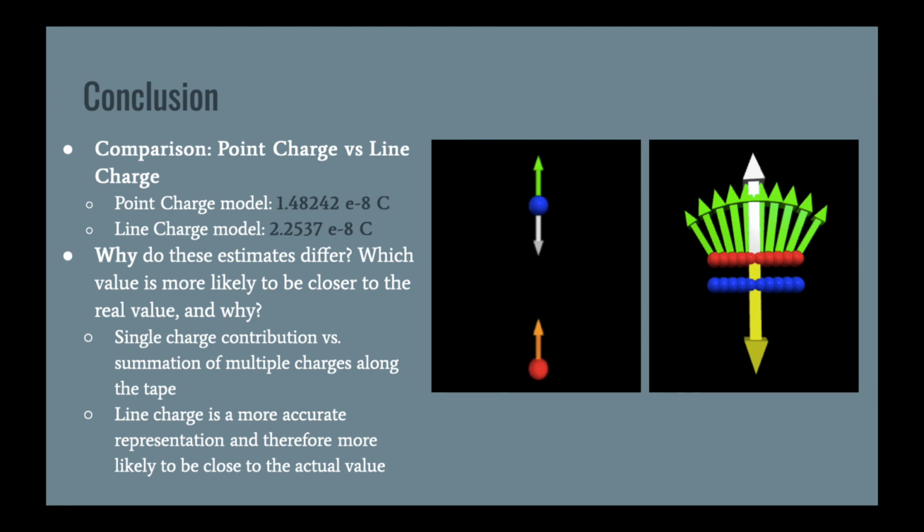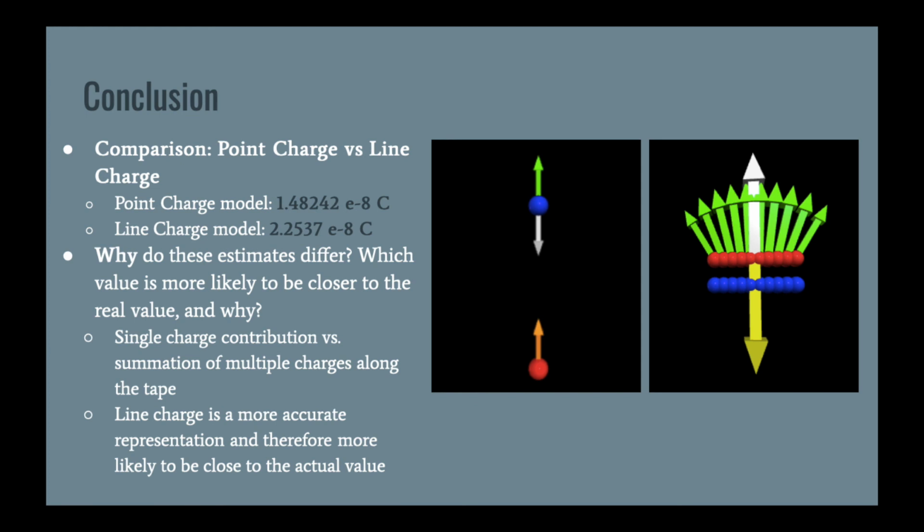In Lab 1, we conducted a calculation of a similar experiment with one key difference, the use of a point charge instead of a line charge. If you look at the two results, the point charge calculation revealed an excess charge of 1.48242 e to the negative 8 coulombs, whereas the line charge found an excess charge of 1.96231 e to the negative 8 coulombs.